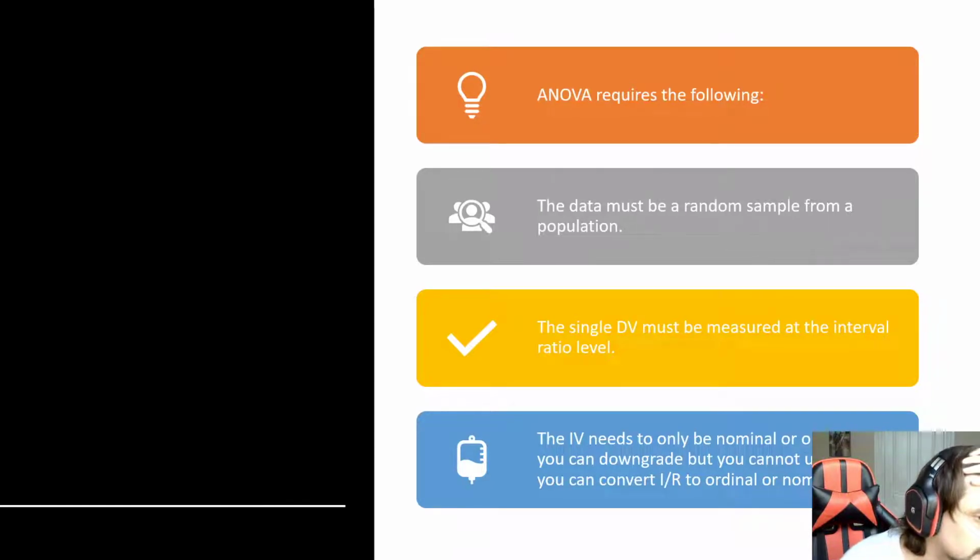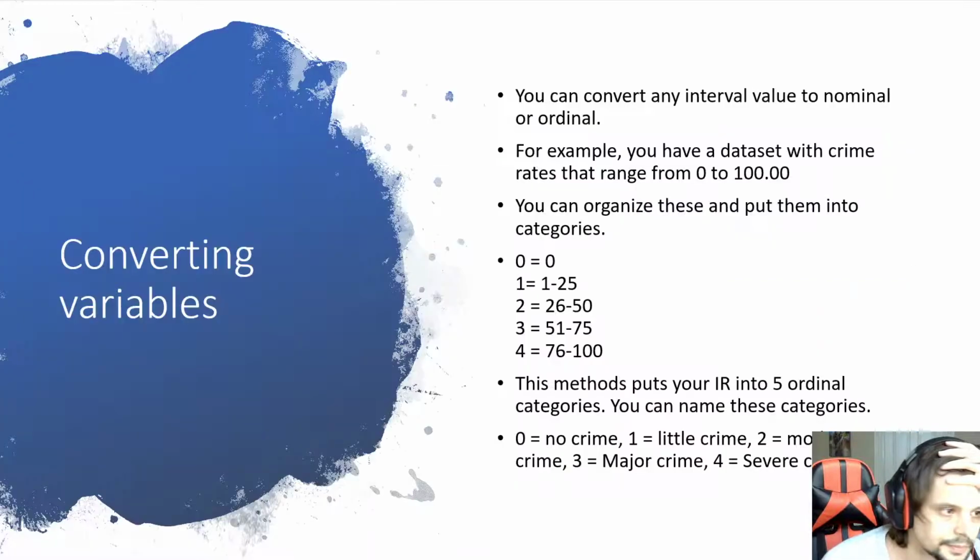The independent variable needs to only be nominal, so categorical, eye color, blue, green, for example, or ordinal. It's actually a rank ordering, but still kind of a word category. Poor, middle class, upper class kind of deal. Recall, you can downgrade, but you cannot upgrade, so you cannot convert your ordinal or nominal to interval ratio. And here's some ways to convert when you do need to convert.